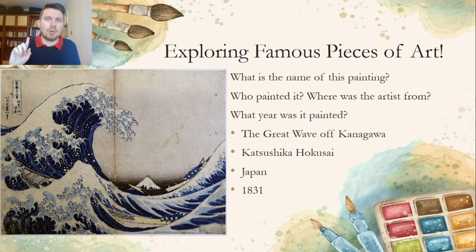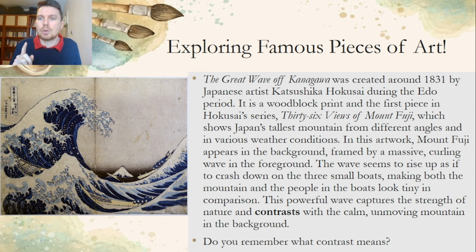Okay, so let's read about the Great Wave of Kanagawa. The Great Wave of Kanagawa was created around 1831 by Japanese artist Katsushika Hokusai during the Edo period. It is a wood block print and the first piece in Hokusai's series 36 Views of Mount Fuji, which shows Japan's tallest mountain from different angles and in various weather conditions.